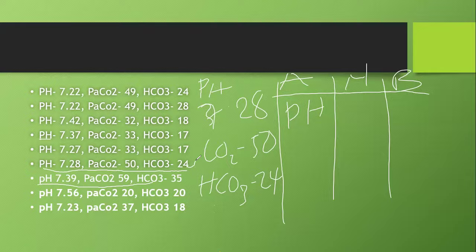Then we come to the bicarbonate. Bicarbonate is 24. Is it normal, base, or acid? Normal. Bicarbonate of 24, so we put it under normal, right? So HCO3 is normal. So now let's name it.